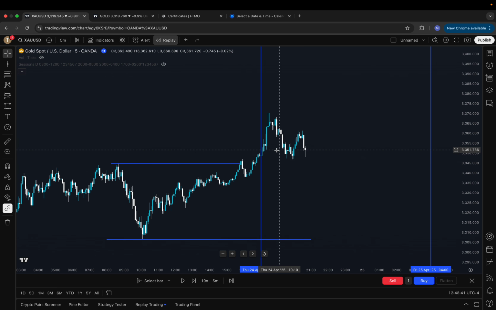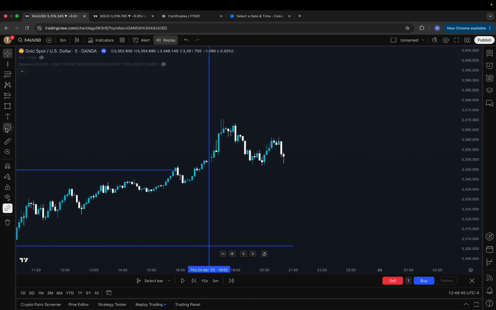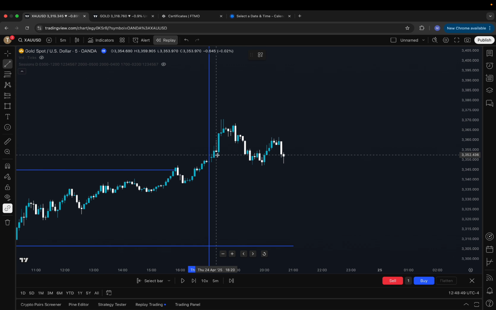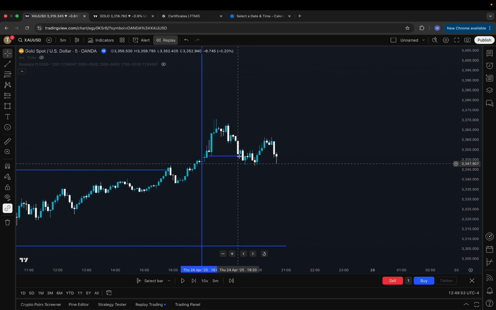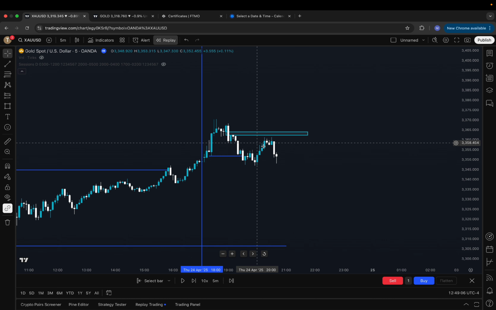So we do get a market structure shift right here, and what we're going to do is simply mark out this market structure shift. And I can also spot a fair value gap right here. So we would enter off either fair value gap, either this one or that one. This is a small one, not really that clear, so you can enter off this one.